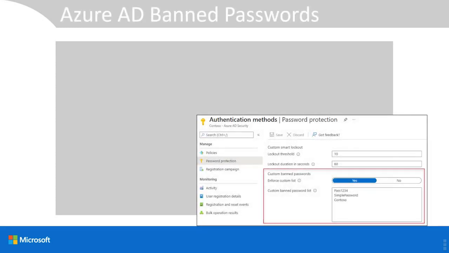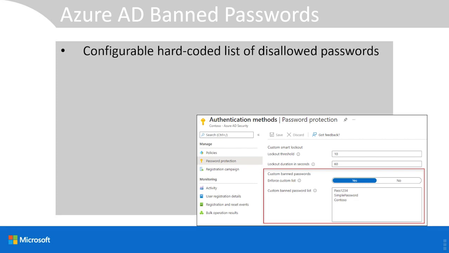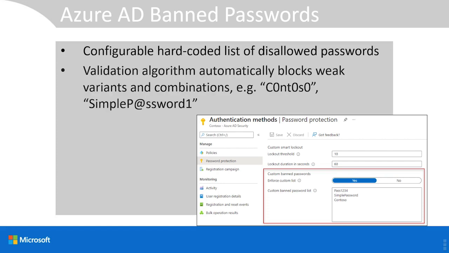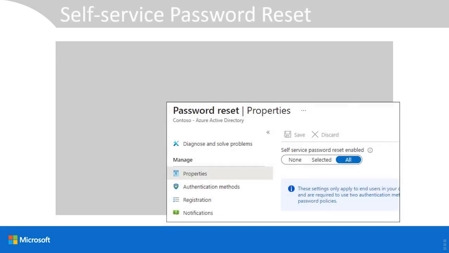Azure Active Directory banned passwords are a neat feature. You can use this feature to hard code a list of passwords that are not allowed, for example, the word password or your company name. There's also a simple validation algorithm that blocks weak variants and combinations. For example, if your company name is Contoso, the algorithm also blocks passwords that substitute zeros for the O's in the word.